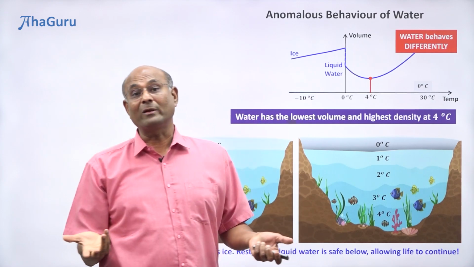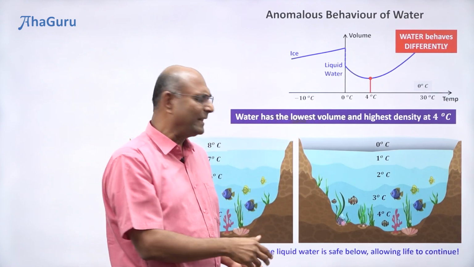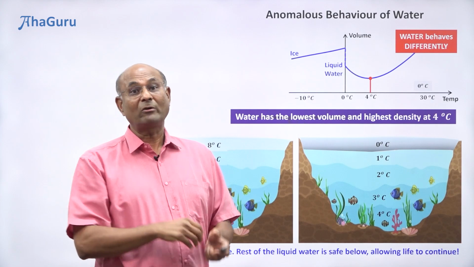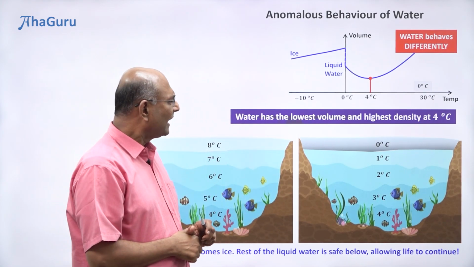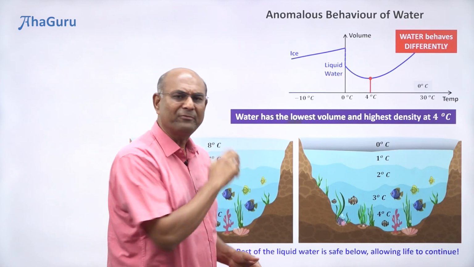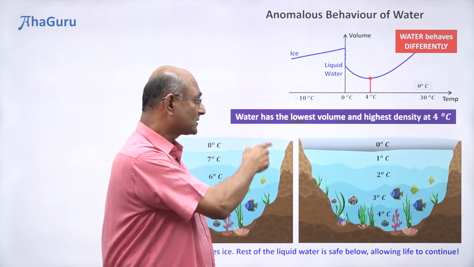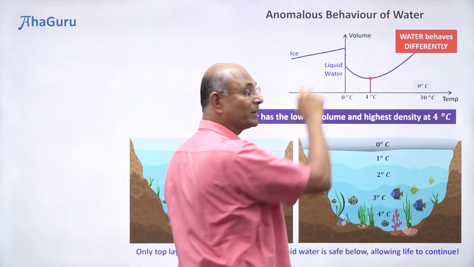So the entire lake would have frozen. All the fish would have died. Everything else inside would have died. So there would have been no life in this lake or the sea. So for aquatic life, right? Life in water, it looks like the weirdness of water is super important.